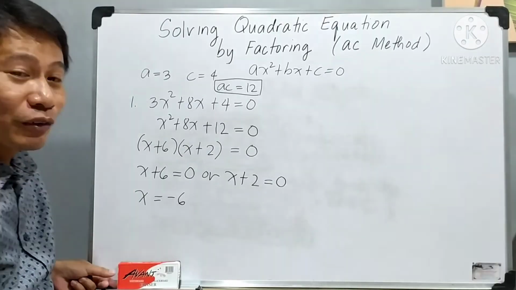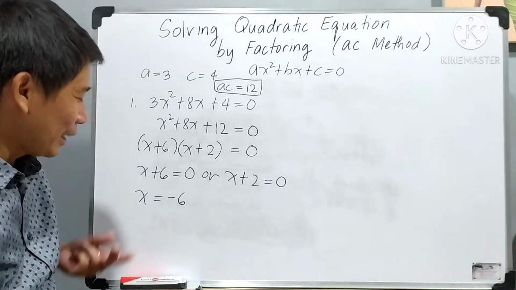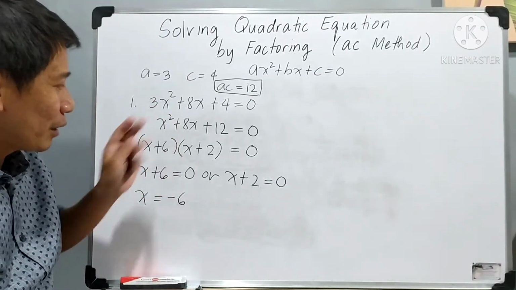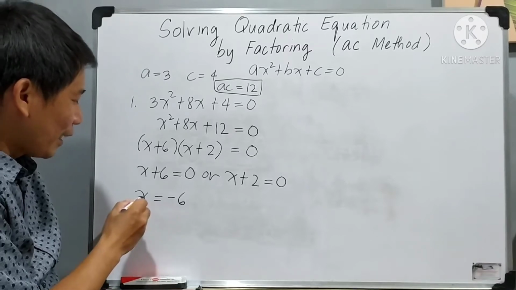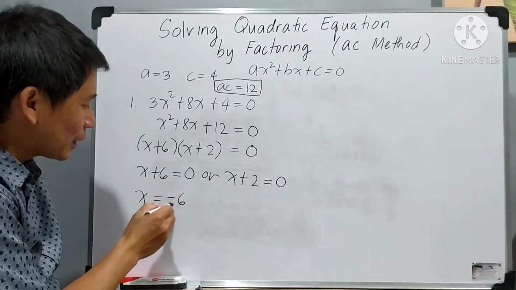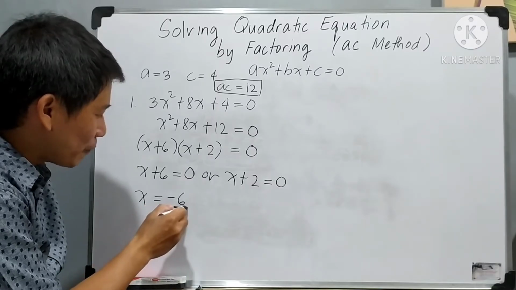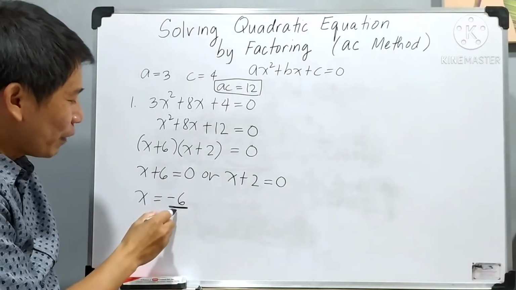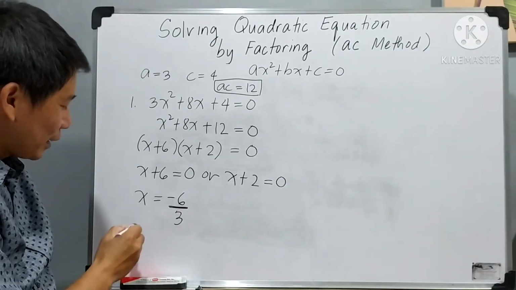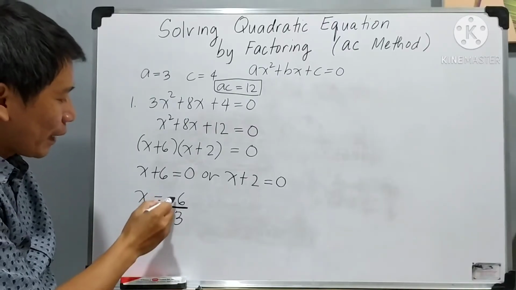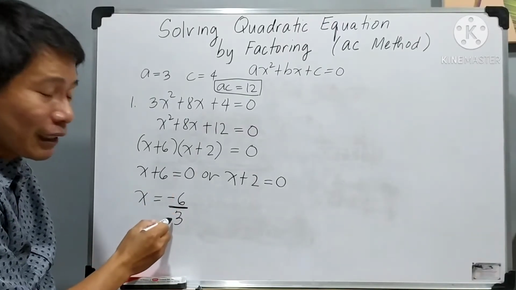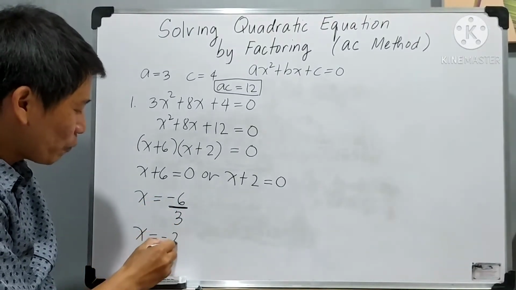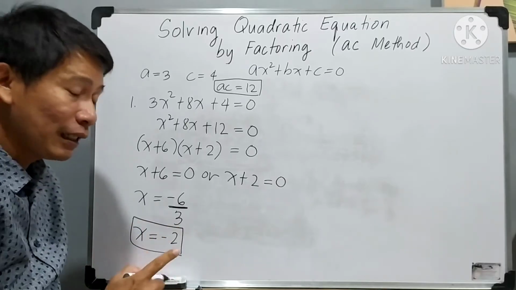Pero, ito yung nadagdag sa AC method. Kanina, yan na yung roots natin. Hindi pa po ito yung roots. Pag AC method, etong value ng x natin na nasolve natin na negative 6, i-divide pa natin yan by our A, which is 3. So, i-divide natin yan by 3. So, x now is equal to negative 6 divided by 3. It's divisible, so therefore, it's negative 2. And that will be your final first root.